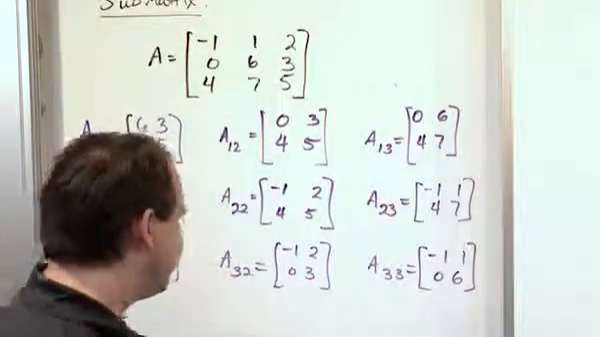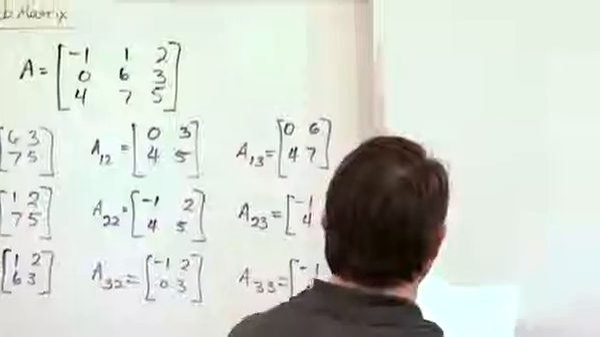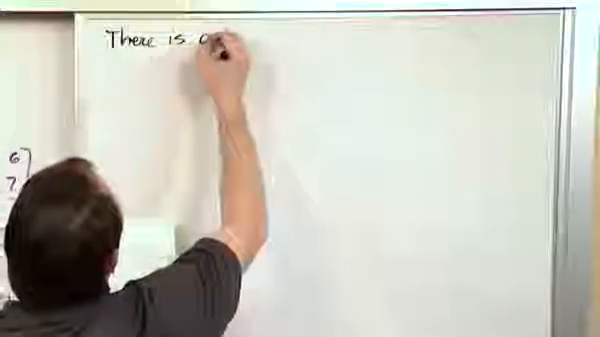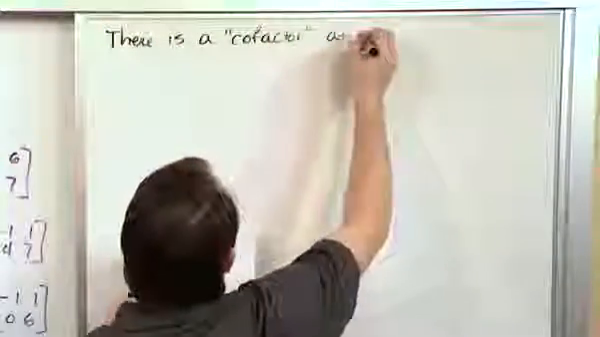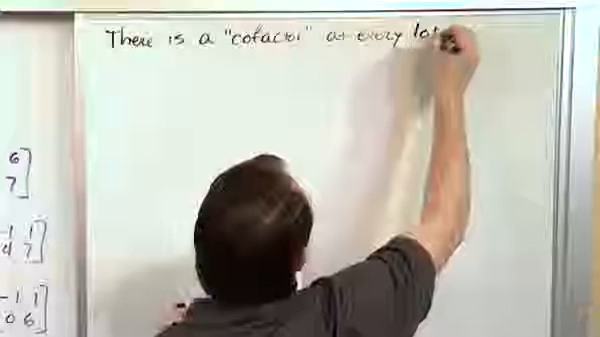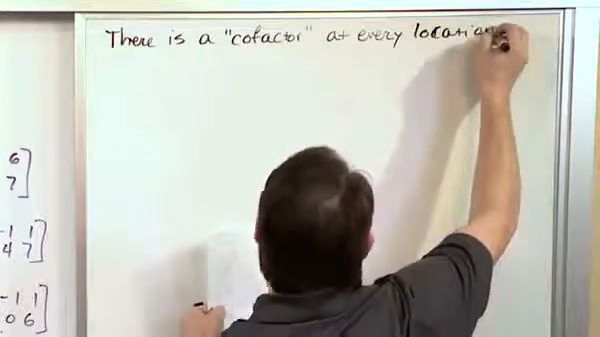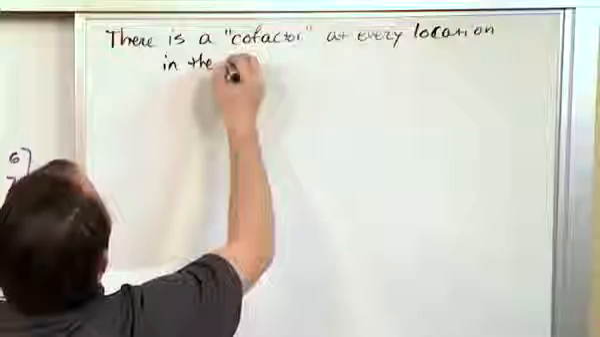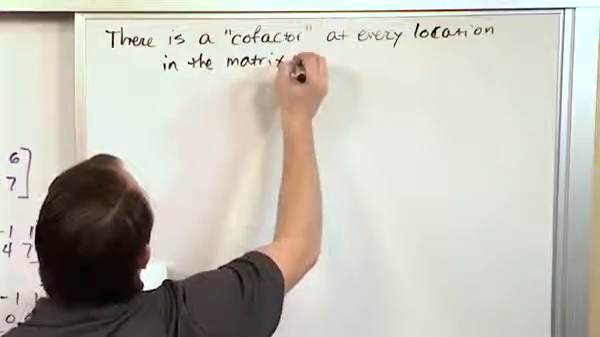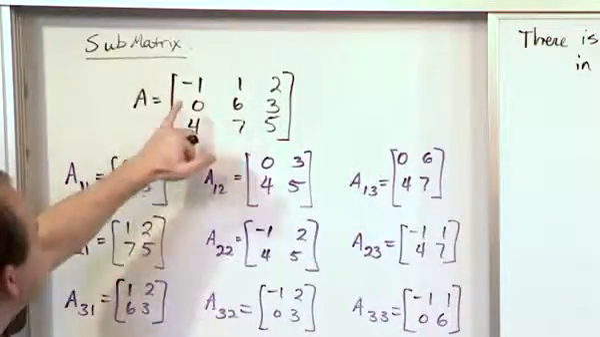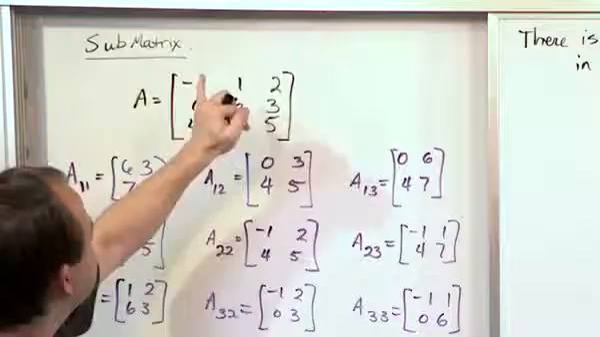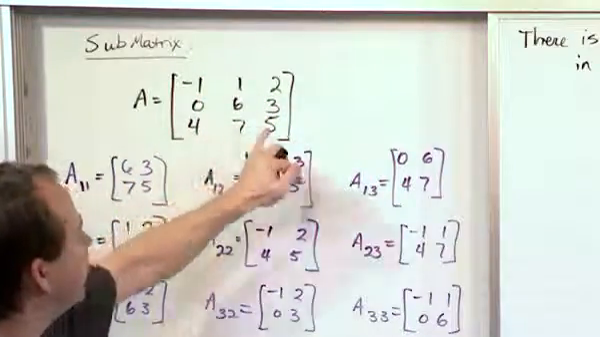So we have defined the concept of a submatrix. I need to finally talk about what the name of this section is, which is called the cofactor. So I will tell you that there is a cofactor at every location in the matrix. Right? At every location in the matrix. So that means that there's a cofactor that's defined at this location, at this location, and this location, different cofactors, which I'm going to show you how to calculate in just a second.